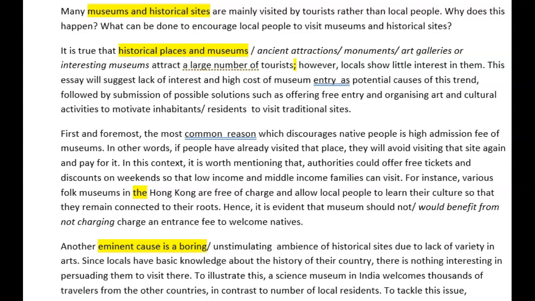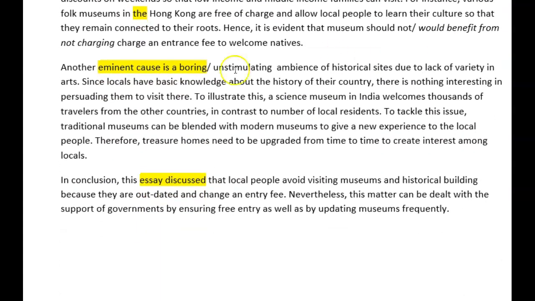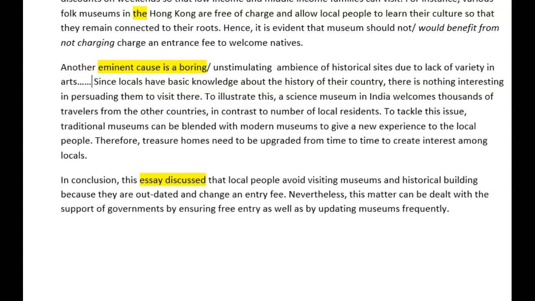"Ambience of historical sites due to the lack of variety in art." Okay, not quite sure what you mean about that, but you might have to explain, maybe saying such as, da da da, just to give me a bit of an idea, because obviously I don't know where you are, but certainly in London, I mean, there's an enormous variety. So I need to know that you understand what you mean by that.